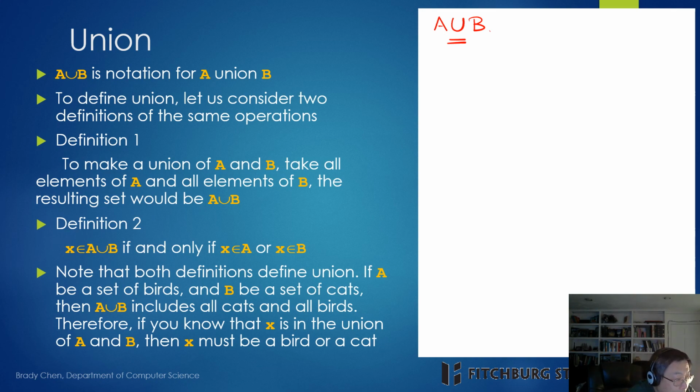Okay. Now to define union, let's consider two definitions of the same operation. So you can define the union in two different ways. Definition one is based on the elements of these sets. To make a union of A and B, take all the elements of A and all elements of B and put them together, and the resulting set would be A union B. So this definition is based on the elements of the sets.